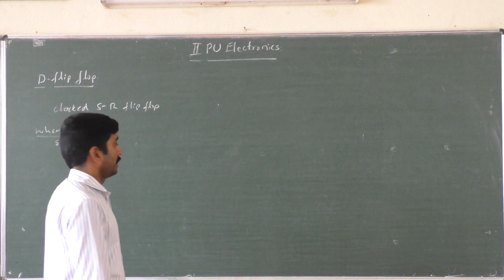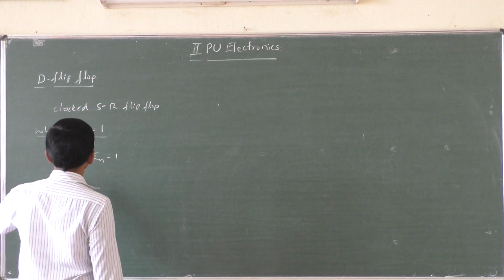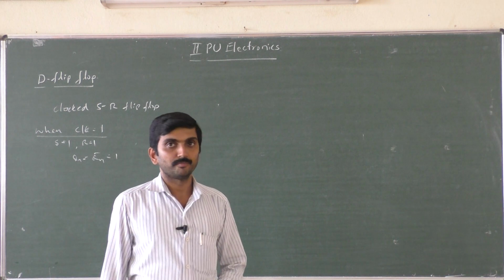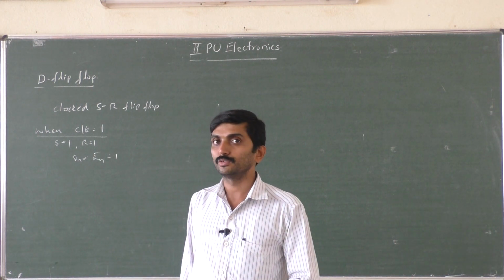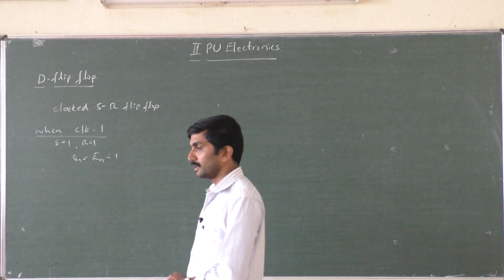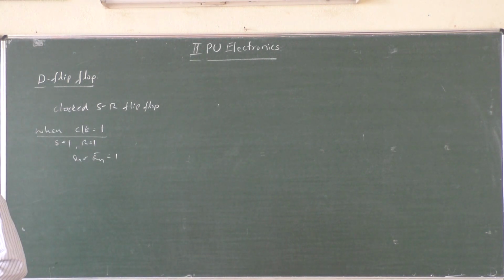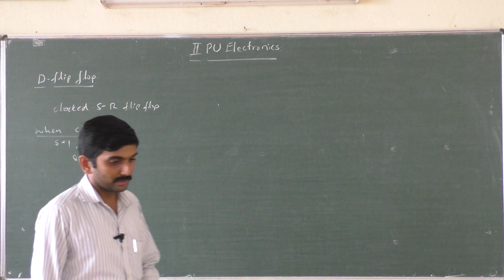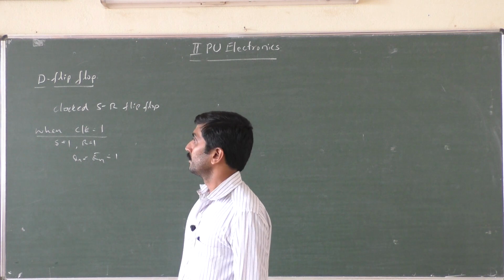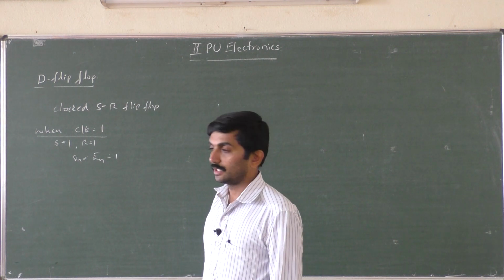By mistake, if I apply both S equal to R equal to 1, the flip-flop undergoes a forbidden condition, an invalid state. That should not happen in any flip-flop operation or in memory operation, because Q and Qn bar are complementary outputs, which are not observed in this particular case. And what is the remedy for that?